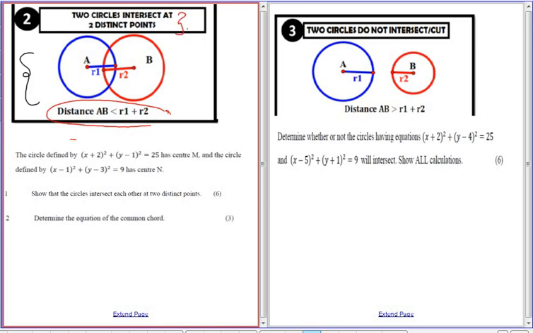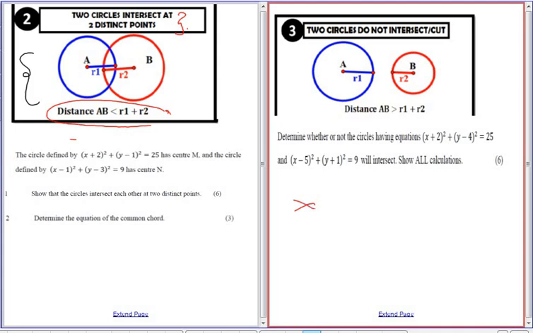So those are the things I want you to know before we start answering questions. And lastly, one more thing that I want you to know. Look at these circles.